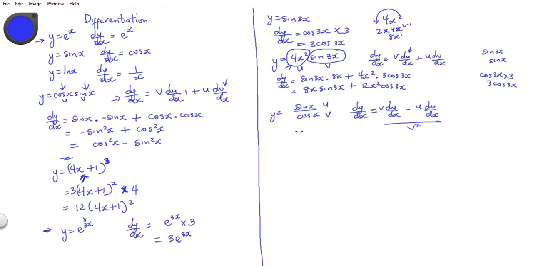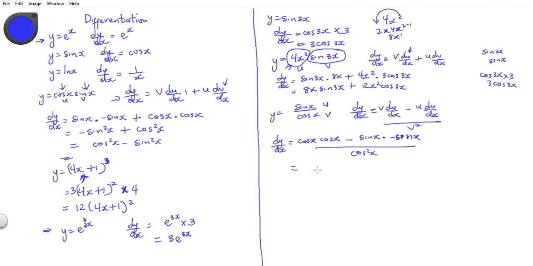So now let's use the formula. v here is cos x. For du/dx, we are differentiating u in this case, and the derivative of sine here is what? Cos x. Now minus, now we're writing u here, which is sine x. Now dv, we are differentiating v, which is cos x. The derivative of cos x equals minus sine x. Now all over v squared, v is cos, so cos squared x.